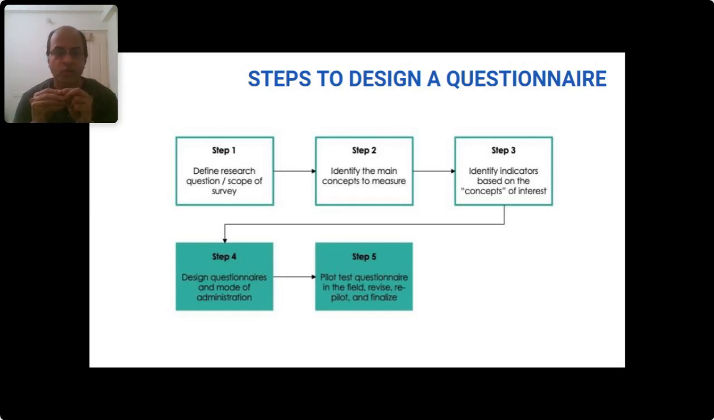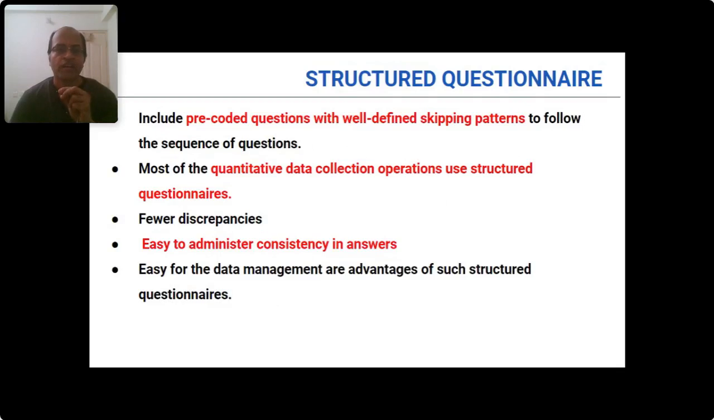Step 5, do a pilot study, test it out, and come out with the final questionnaire, which could be utilized very well. So this, in a nutshell, summarizes what I was talking about, steps to design a questionnaire. So now we move ahead and proceed with the next one. Now, what are the different kinds of questionnaires that you will see in any field? There are 3 kinds, namely structured, unstructured, and semi-structured or quasi-structured.